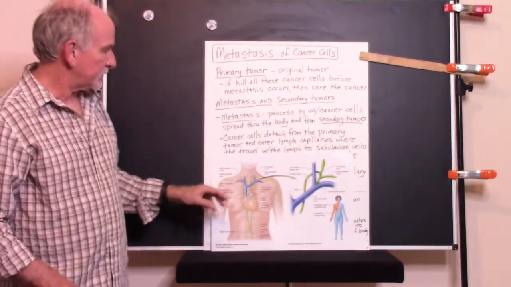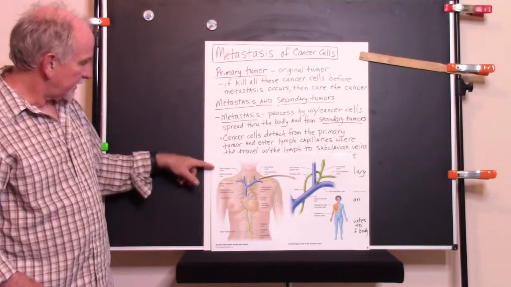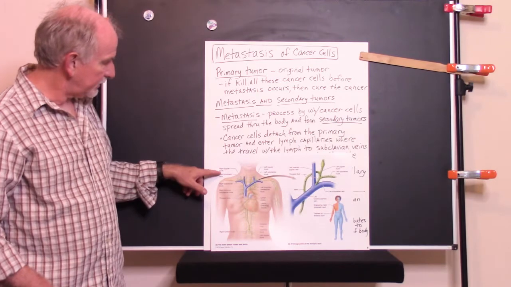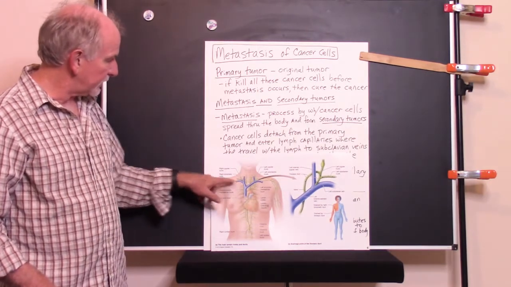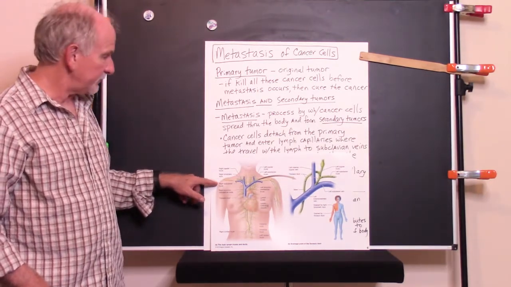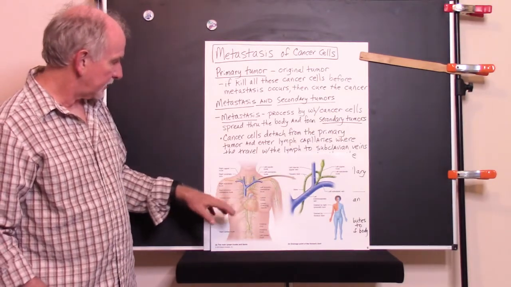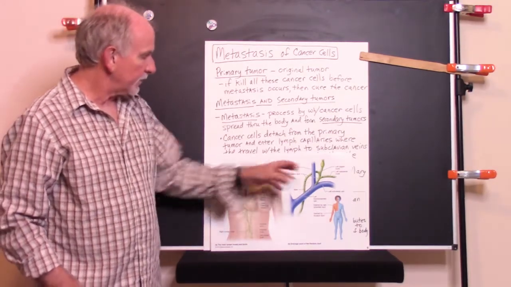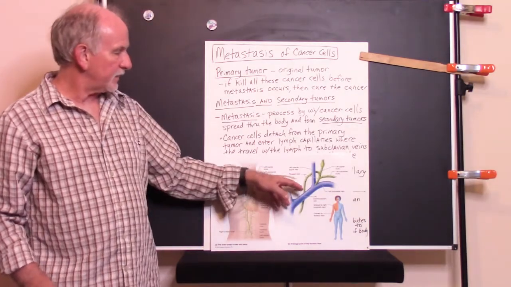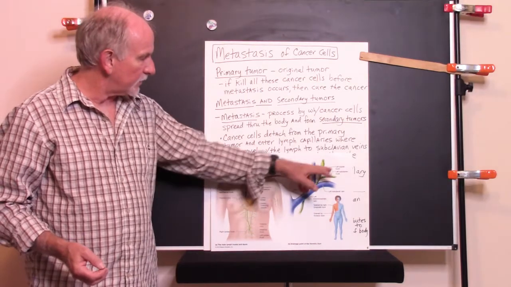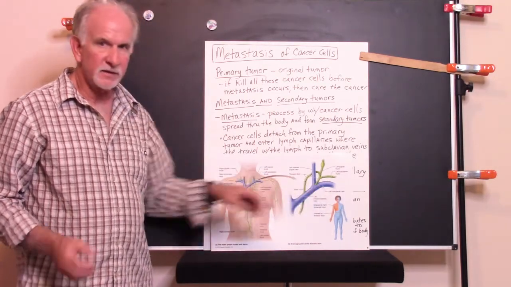This one shows the right lymphatic duct emptying lymph into the right subclavian vein, and the one over here just shows it bigger. This would be the thoracic duct, which is a lymph vessel emptying lymph ultimately into the left subclavian vein.